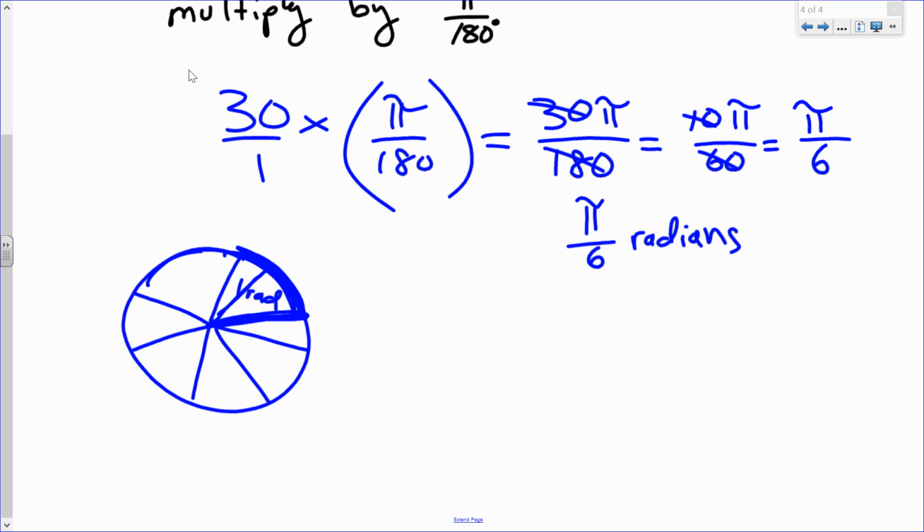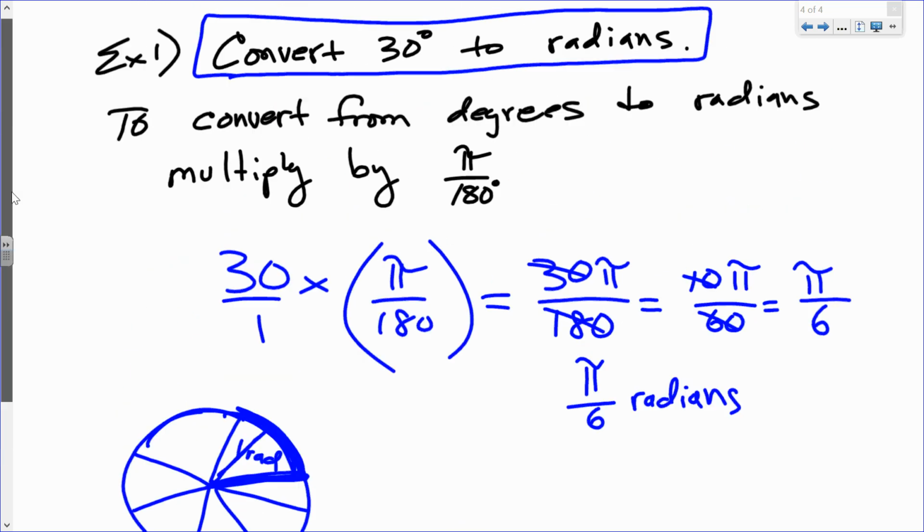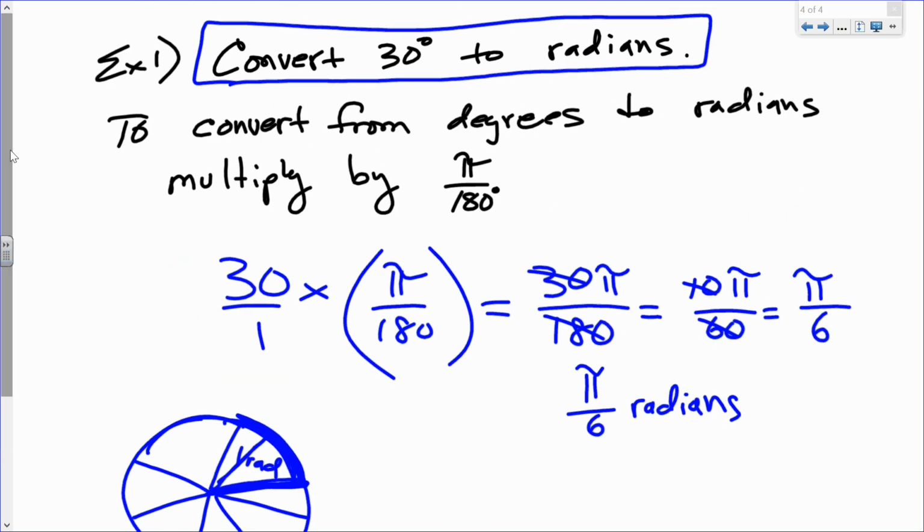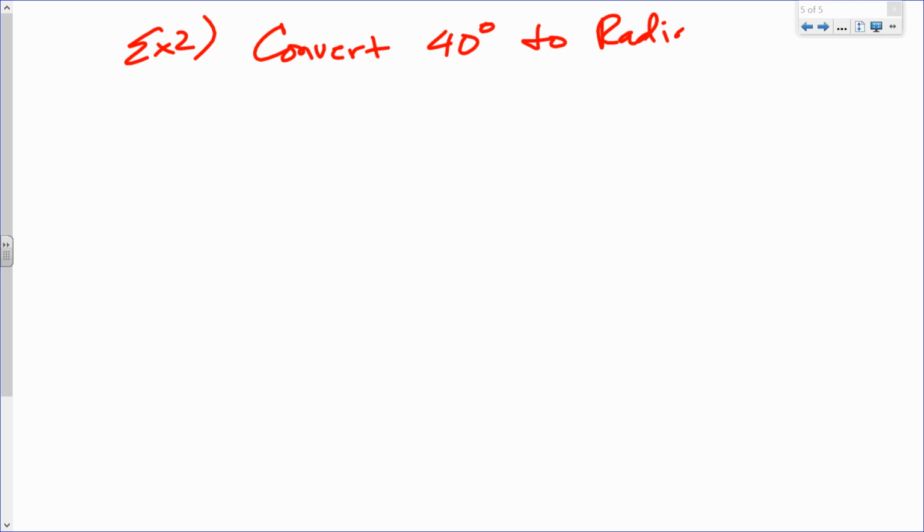Let's try another one. So right now I'm just teaching you how to go from degrees to radians. Example 2. Convert 40 degrees to radians. Convert 40 degrees to radians. Stay with me, Chris.